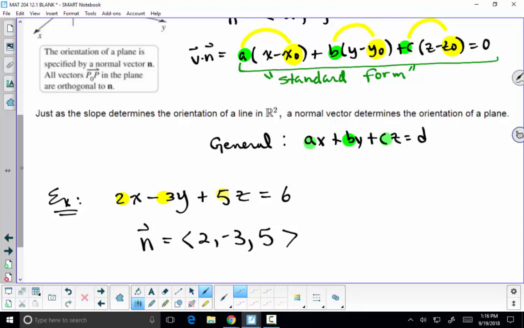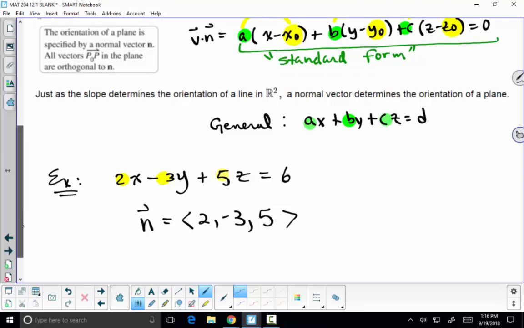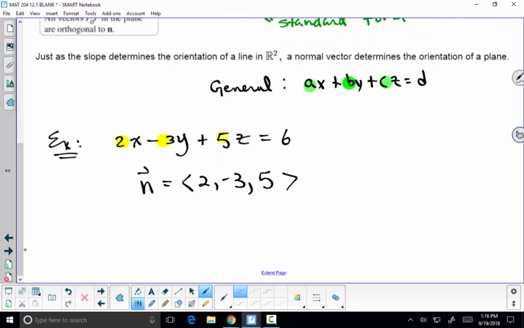You can imagine it anywhere you want, because vectors are equal if they point in the same direction and have the same length. And the length doesn't even matter. This is a normal vector for the plane. If you scaled it by 5, that would also be a normal vector for the plane. That would also work. So there's no unique normal vector.